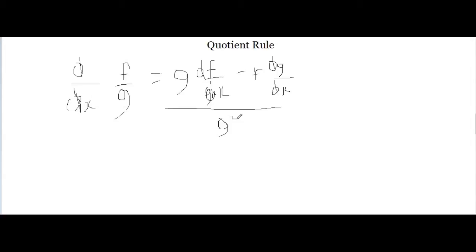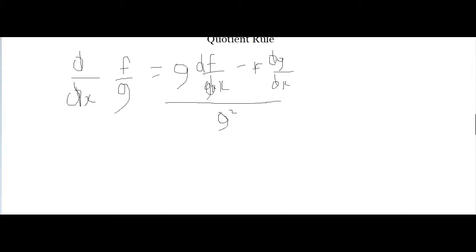For this one, you have to pay very close attention to what you're multiplying by what. It has to be the lower one times the derivative of the higher, minus the higher one times the derivative of the lower, all over the lower one squared. Because it's subtraction and division, if you mix up any of these, you will get a wrong answer, because subtraction and division are not commutative.